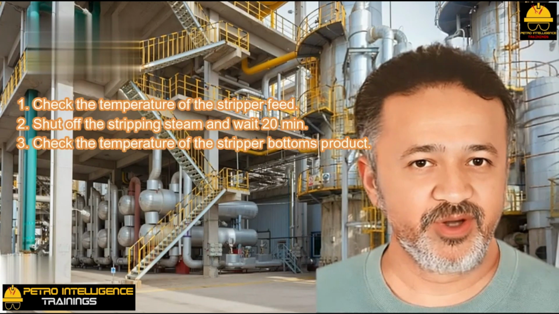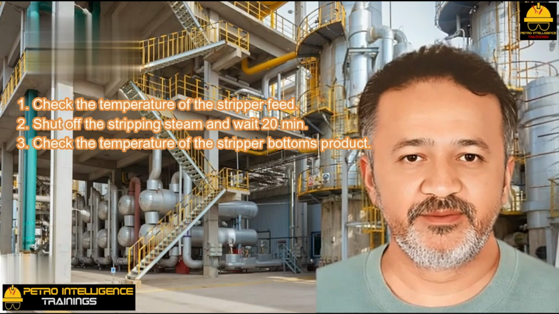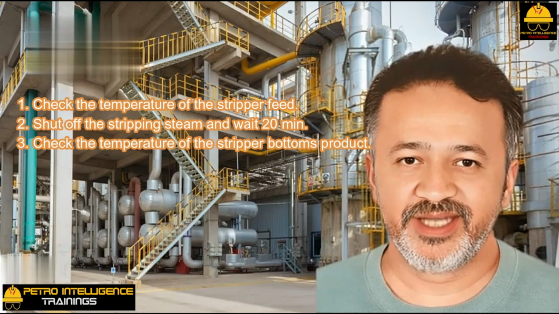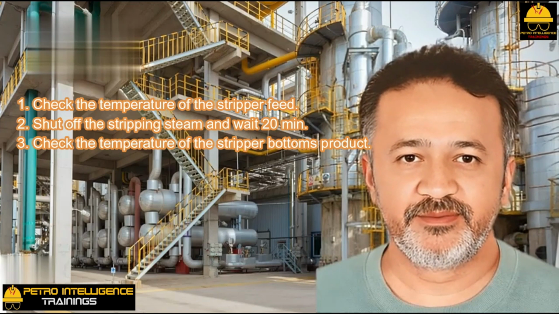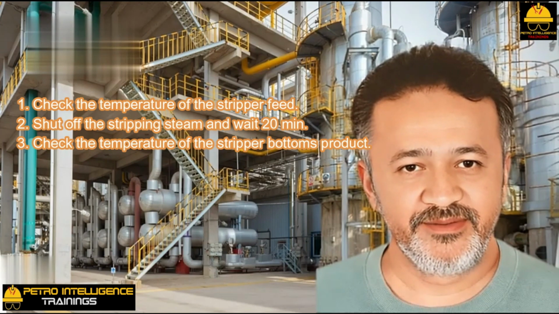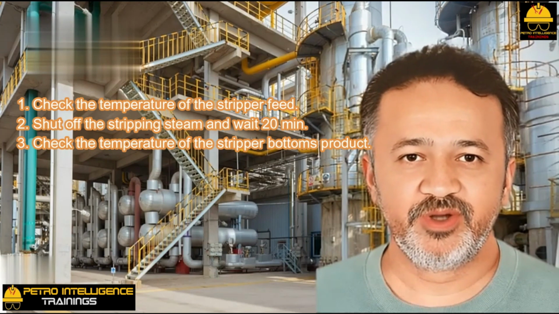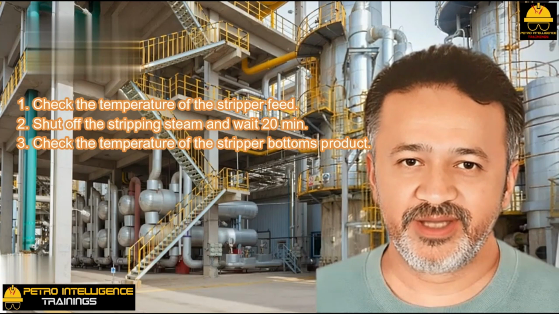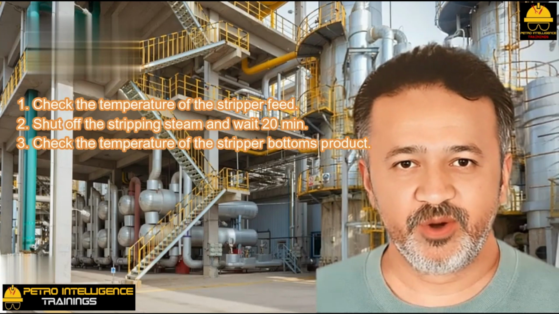To determine the temperature drop due to ambient heat losses, proceed as follows. 1. Check the temperature of the stripper feed. 2. Shut off the stripping steam and wait 20 minutes. 3. Check the temperature of the stripper bottoms product. The difference between the two temperatures represents the ambient heat loss associated with the stripper. Of course, with no ambient heat loss, this temperature difference would be 0.